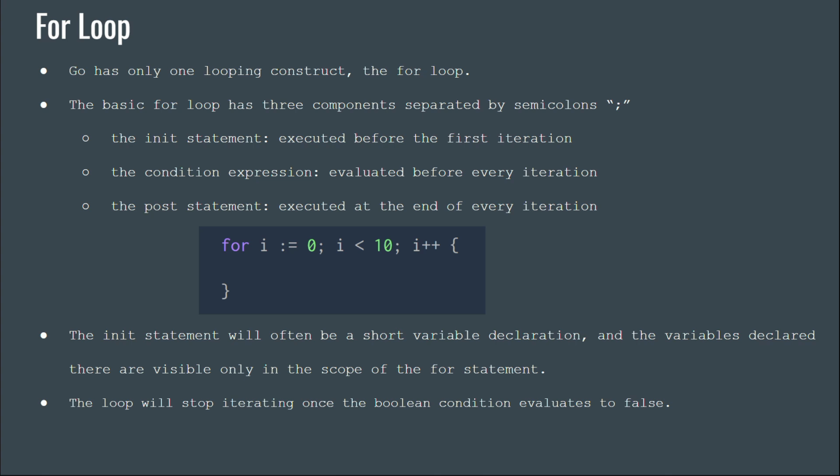In the init statement, we often use the short variable declaration, and the variable declared there only lives inside the scope of the for loop. That means only within these curly brackets. We can't access this i variable outside the for loop. This for loop will stop iterating once this condition returns false.